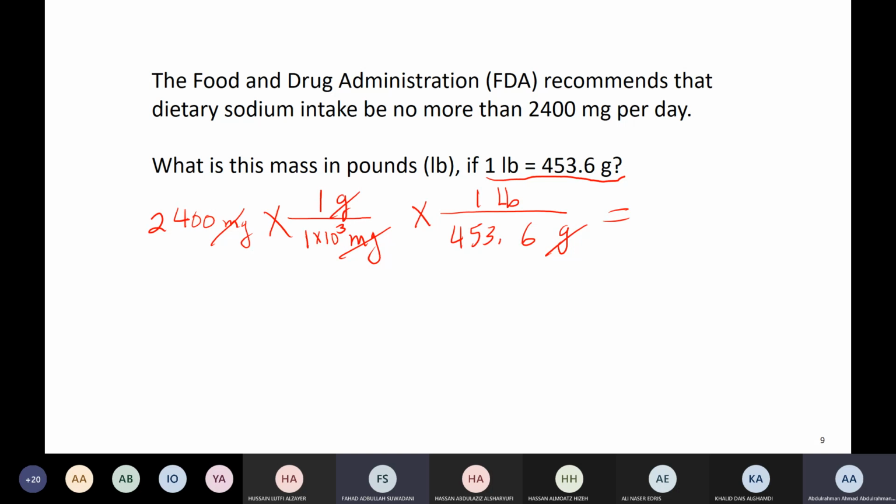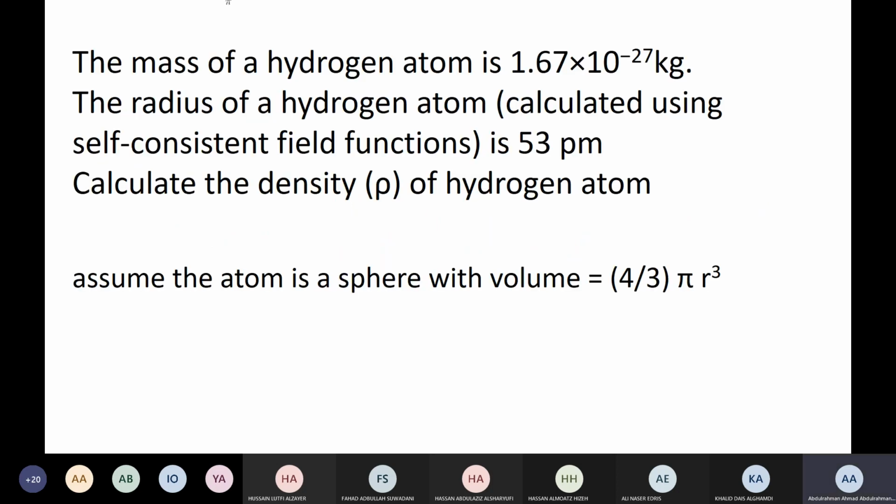1 over 189. Give me the final answer. 5.28 times 10 to the power minus 3. It is 29, no problem, 29, better. Okay, but this is what I want. And now I don't care about significant figures, by the way. Don't worry about significant figures. But I want you to know how to get rid of units. Good.